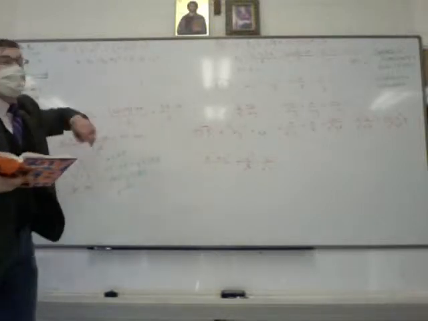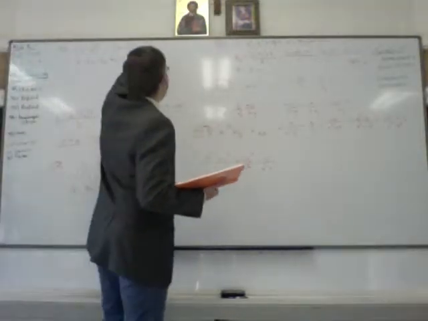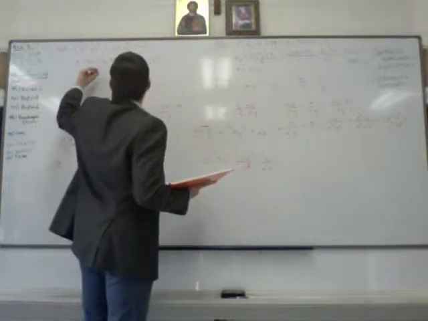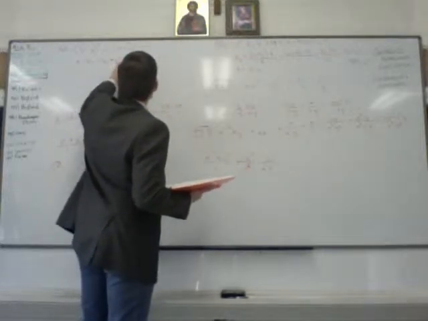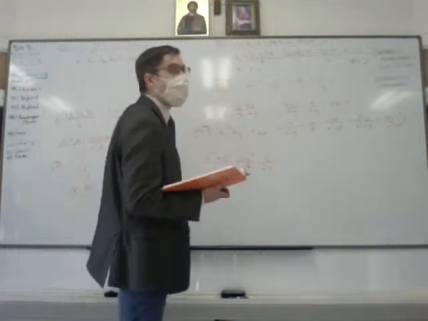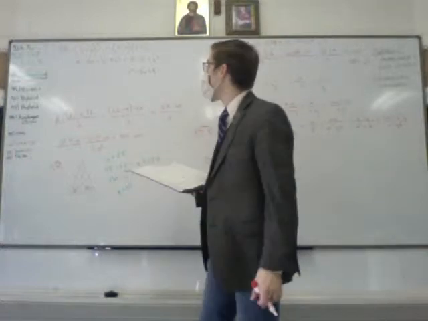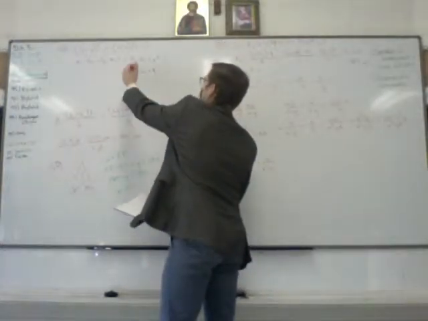Is this in descending order of the variable? No, not for this. Descending order of the variable will be x squared minus 6x plus 9. Descending order of the variable means that the power on the variable starts high and then goes down. So x squared, x to the first, x to the 0.